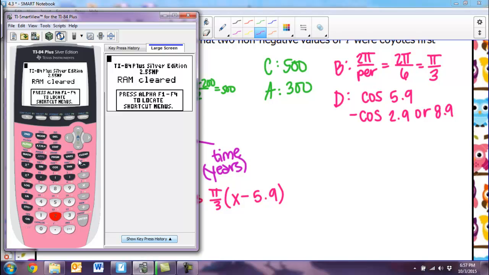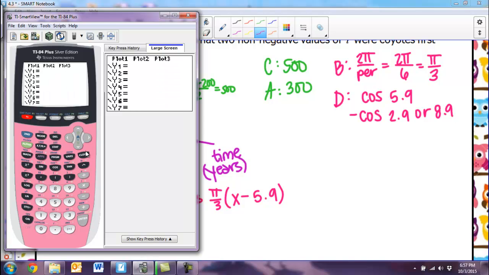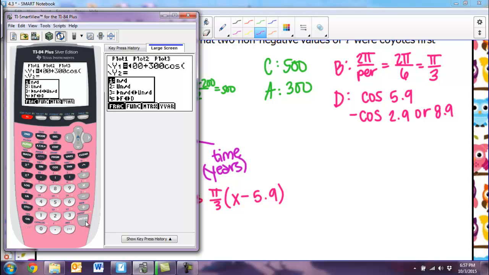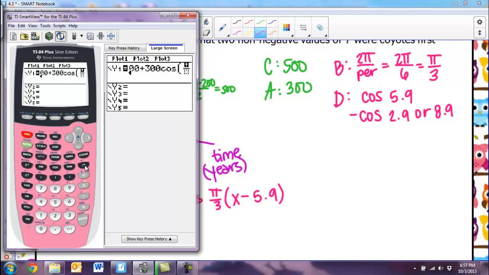So if I go ahead in my calculator and type my equation into y1, again, I found that it was 500 plus 300 cosine, pi over 3, x minus 5.9. Now remember, if you wanted to look at this graph, you need to make sure that your window is good.